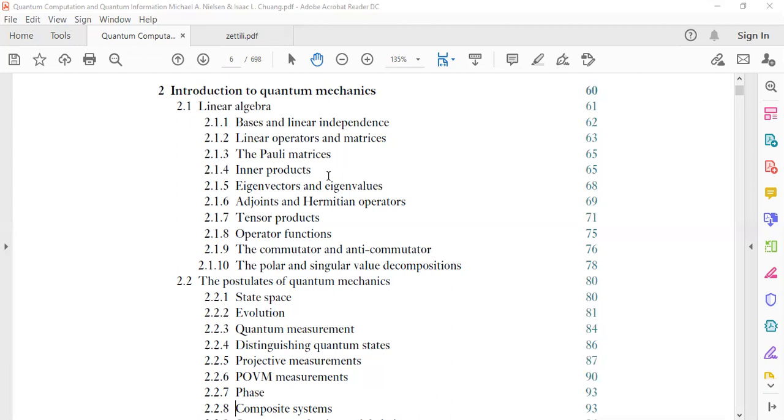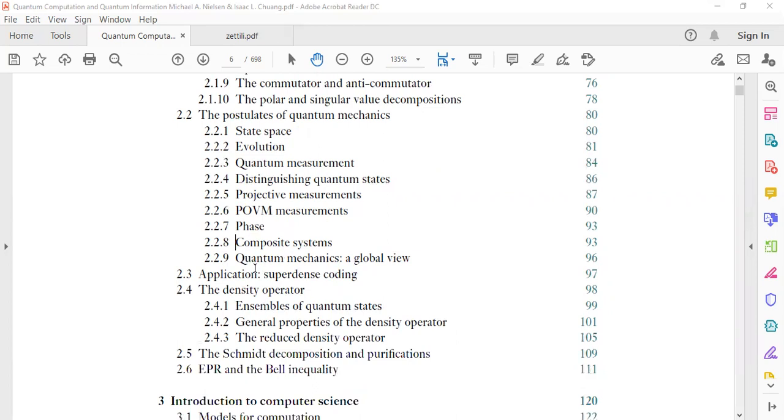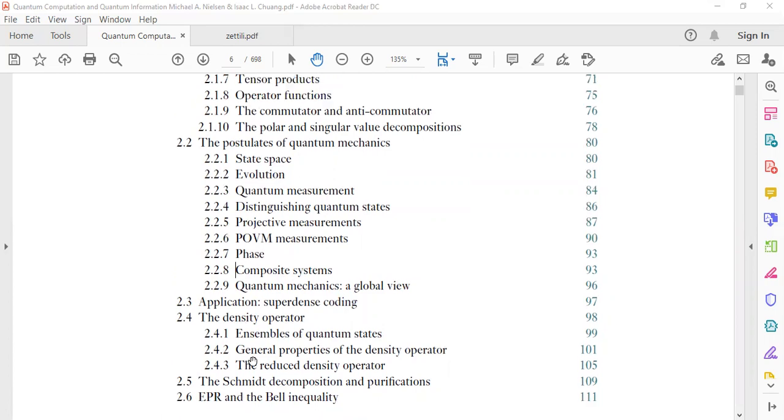But I have some feelings after completing my first reading of this second chapter. Even though I haven't studied or understood all the topics, the second chapter deals with linear algebra and an introduction to quantum mechanics. In the later sections, they have some specialized topics. In the last section, they have EPR and the Bell inequality. So it's a compact chapter.